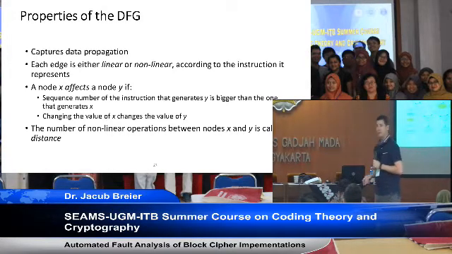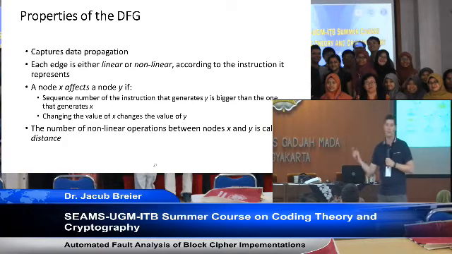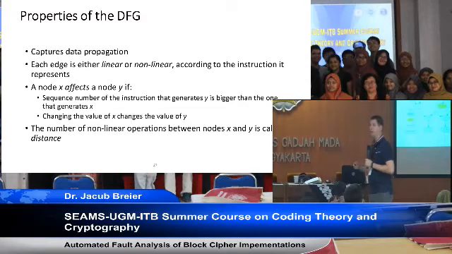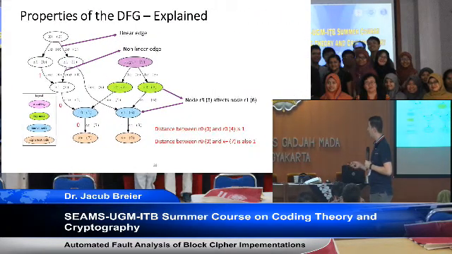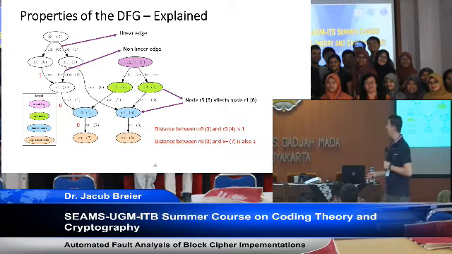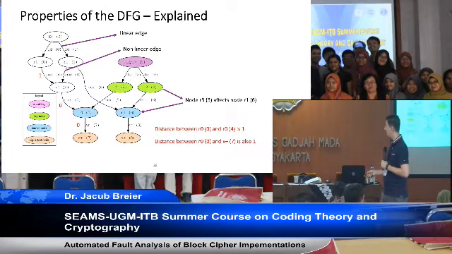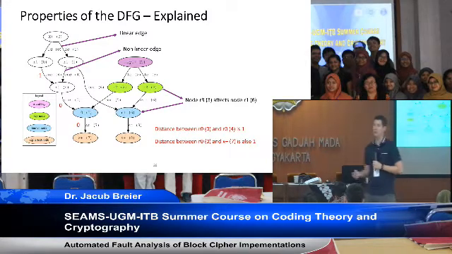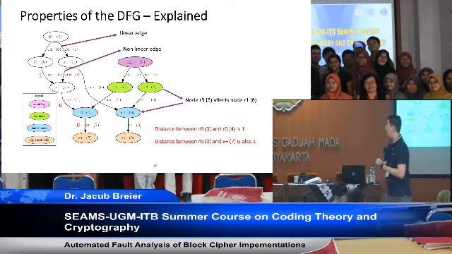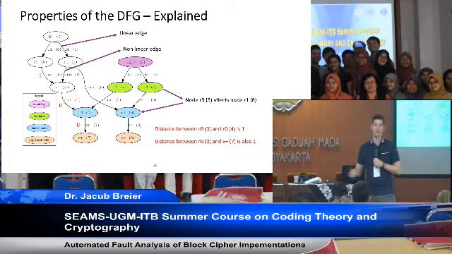And then we have the distance. Whenever we have a nonlinear edge corresponding to a nonlinear operation, the distance between the two nodes is 1. Whenever there is a linear edge, such as XOR, the distance is 0. So the distance between these two nodes is 1, and also the distance between these two nodes is 1. That tells us we can observe the nonlinear changes, in case a fault is injected here, directly from the ciphertext node.